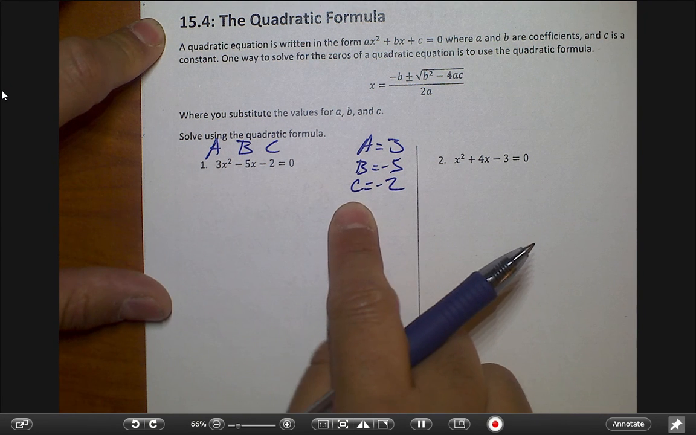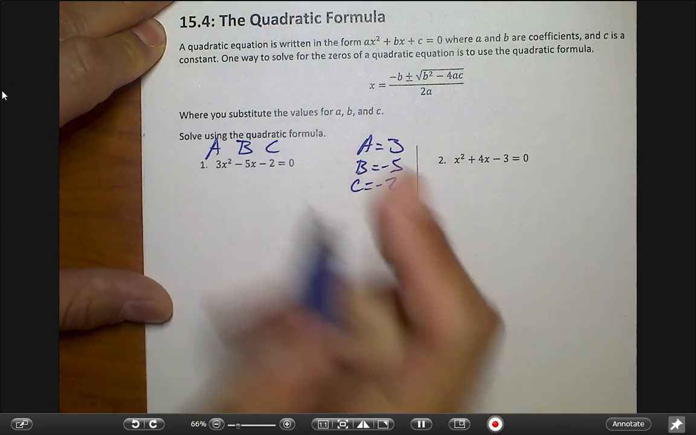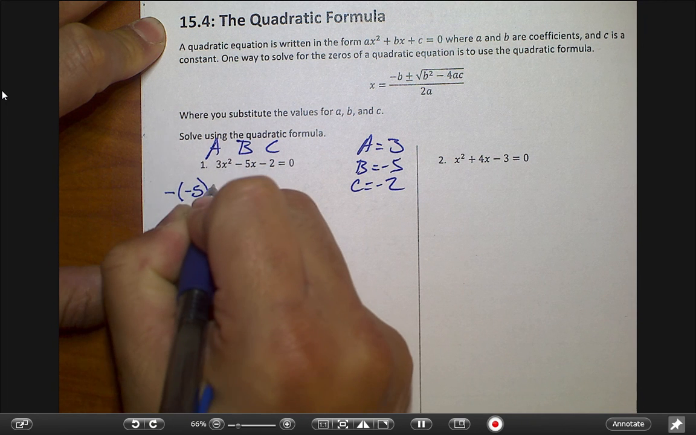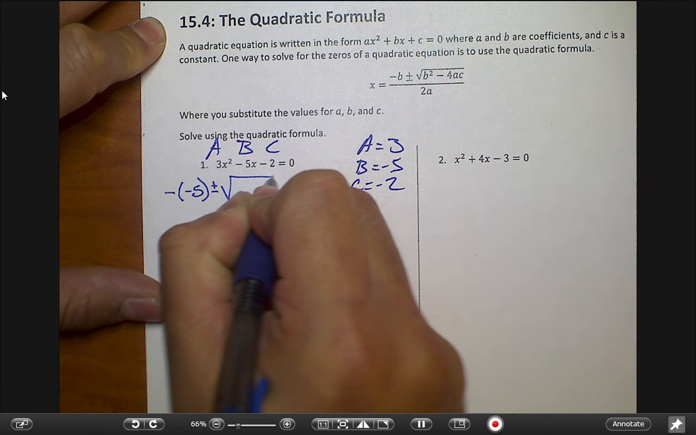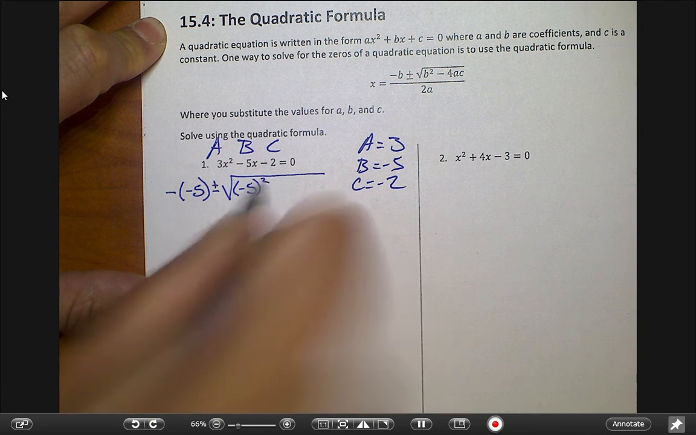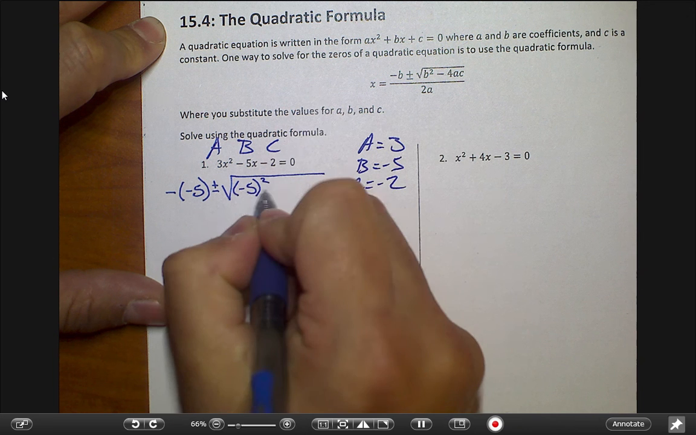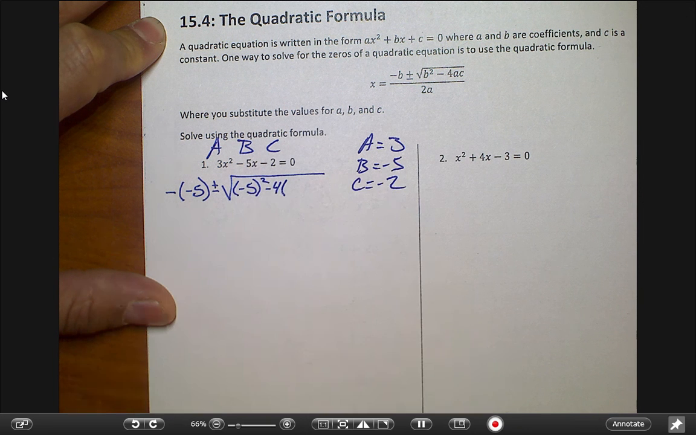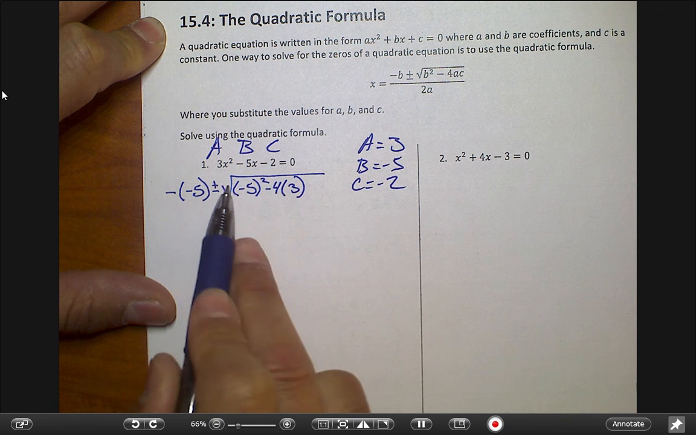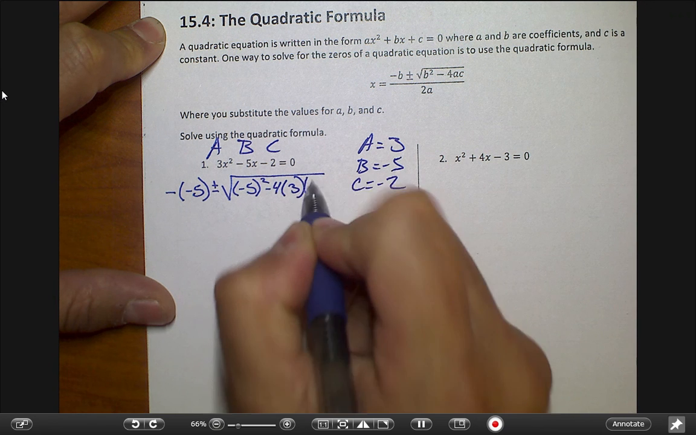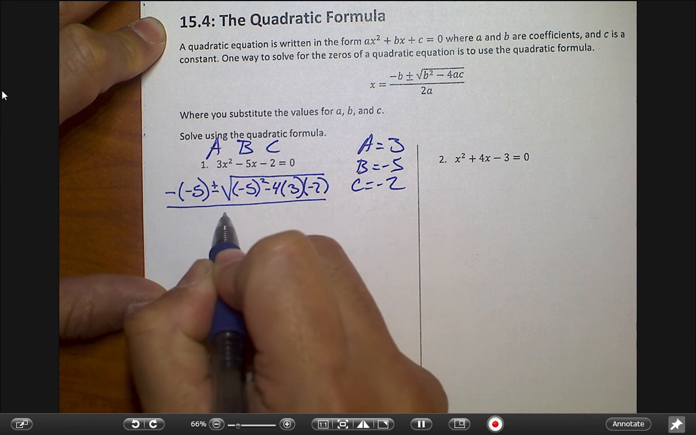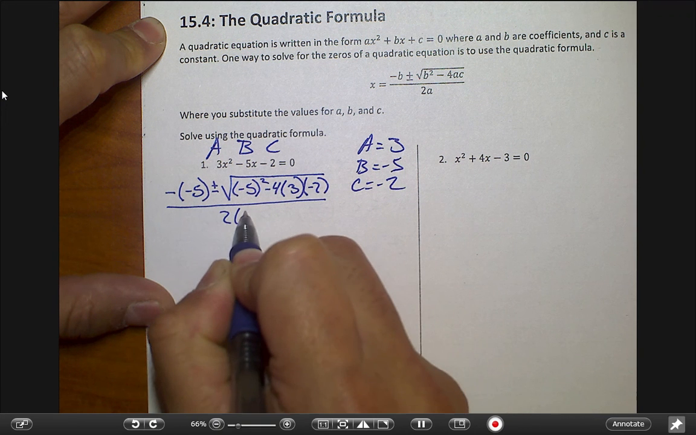So, right here, I'm going to start off, it says negative B. My B value here is negative 5. Plus or minus square root. I have negative 5 squared. That's my B squared. Minus 4 times A, which is 3. It's just the numbers up front. And times the C, which is negative 2. And all this is going to be over 2 times A, which is 3.